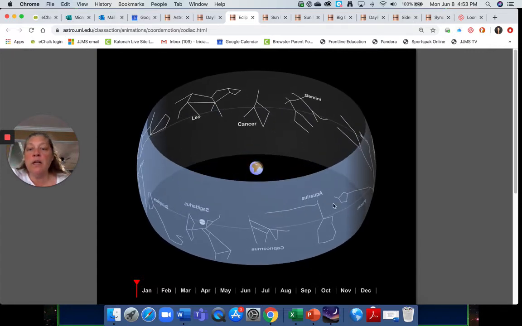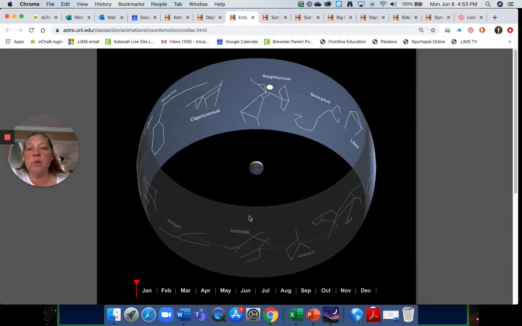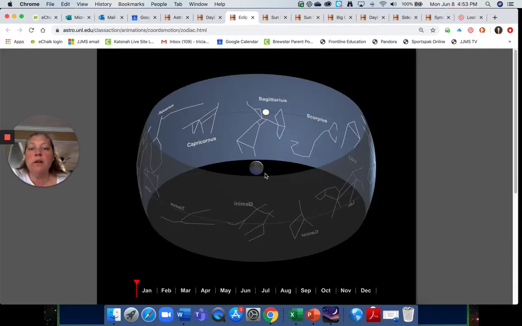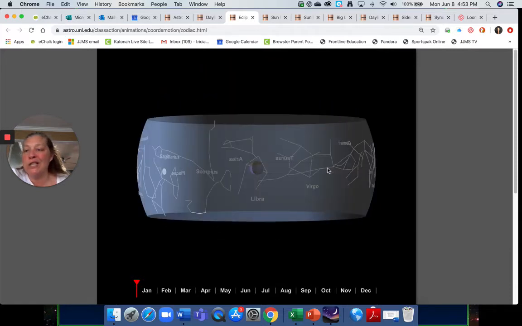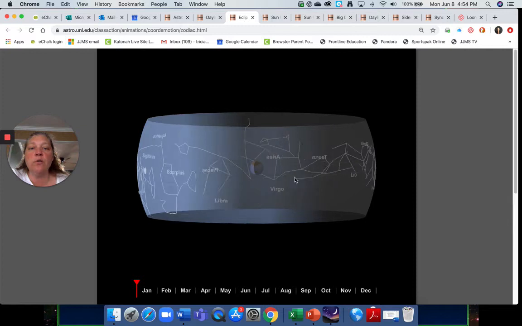Your sign is wherever the sun was when you were born. So the house, that's the sun. If you're a Sagittarius, that means the sun was in your house when you were born. But this is not an astrology lesson. This is an astronomy lesson. So here's what we've got going.